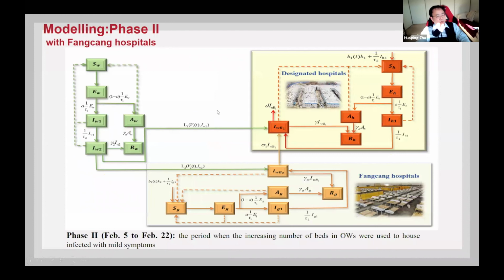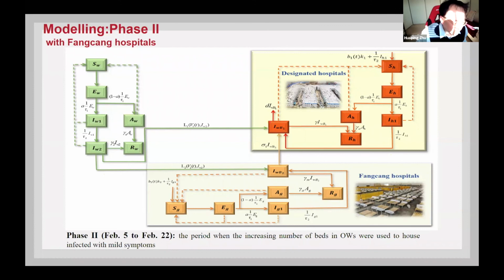Now let's look at phase two. The phase two is similar, but what is different is at the bottom, we have Fangcang hospitals. So now for the general population, if they are severely infected, they will be admitted into the designated hospital. If they are mildly confirmed, mild cases, they will be admitted into the Fangcang hospital. But at this stage, before February 22nd, the beds in two hospitals are not enough. So people have to wait. How many people out there are waiting? So again, we use L1 and L2 to count the number of people daily admitted into these two types of hospitals. And then you can see those people who were not admitted into these two types of hospitals will be out there loose, either staying home or still running around seeking treatment.